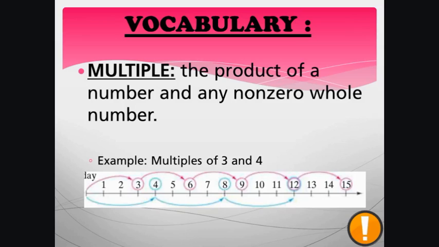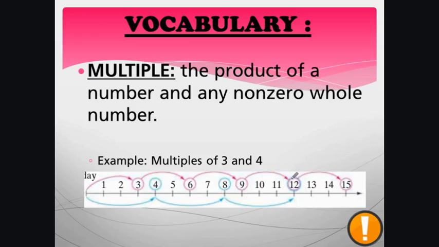A multiple is a product of a number and any non-zero whole number. So examples of this are multiples of 3 and 4. You're pretty much skip counting. So multiples of 3 are 3, 3 plus 3 is 6, plus another 3 is 9, plus another 3 is 12, plus another 3 is 15. And we're asked to also find the multiples of 4. So we count by 4s. 4, another 4 is 8, 8 plus 4 is 12.